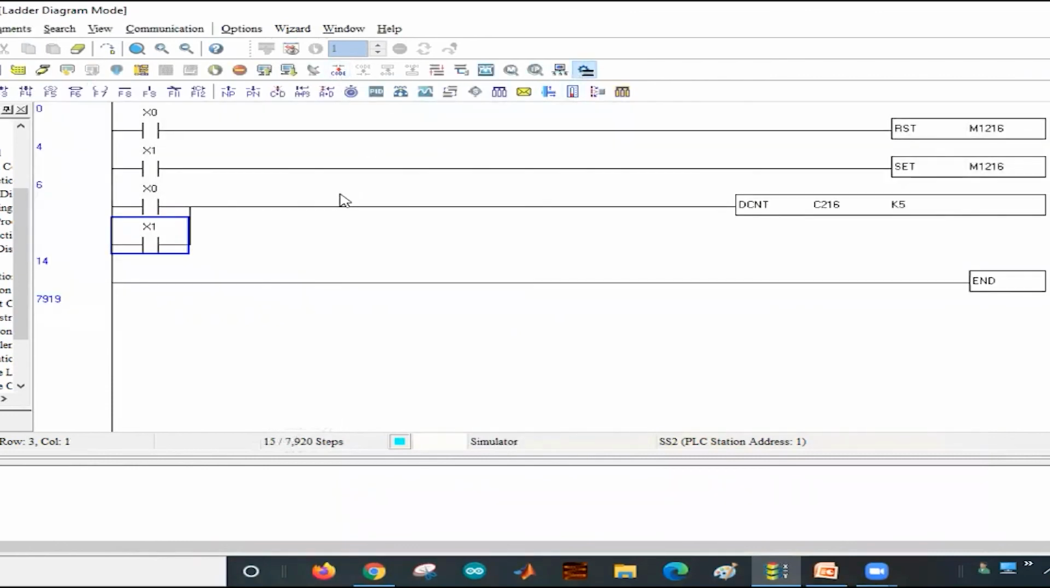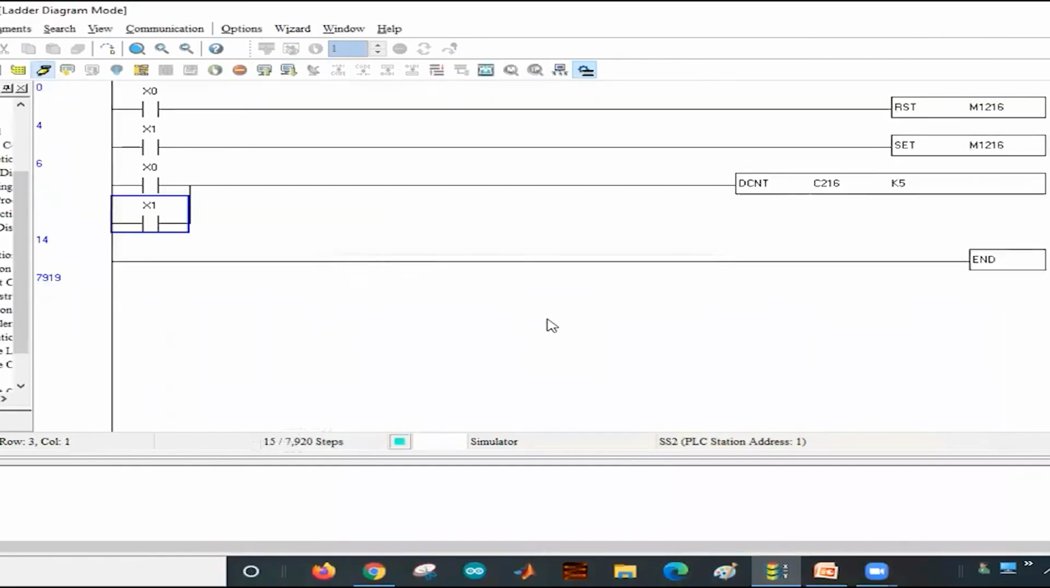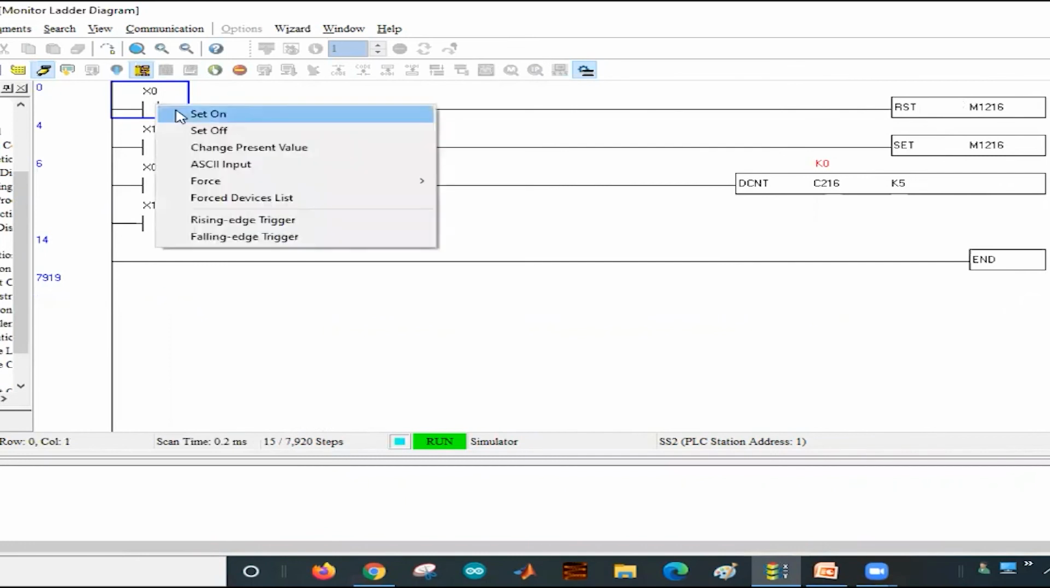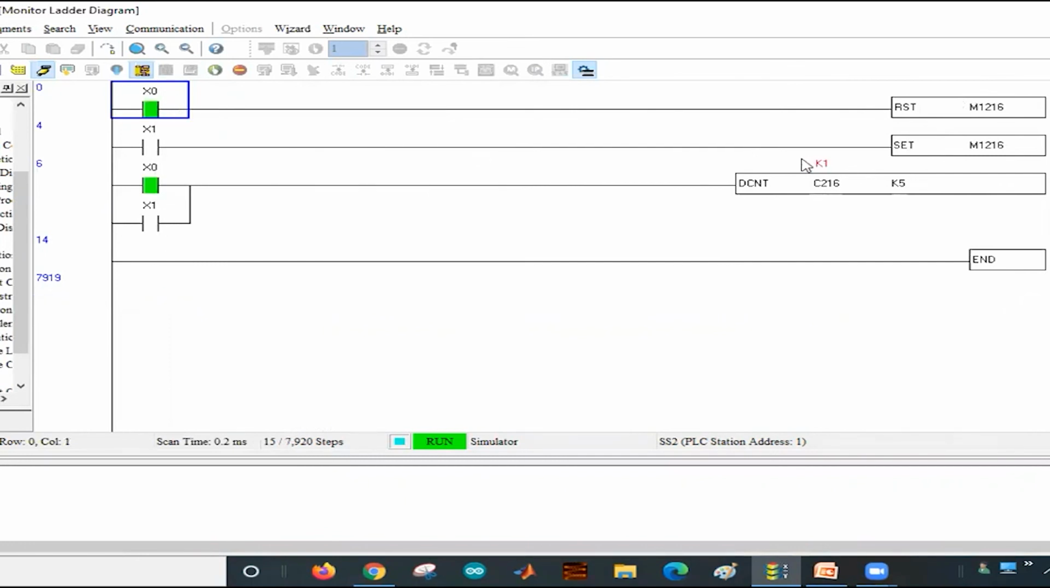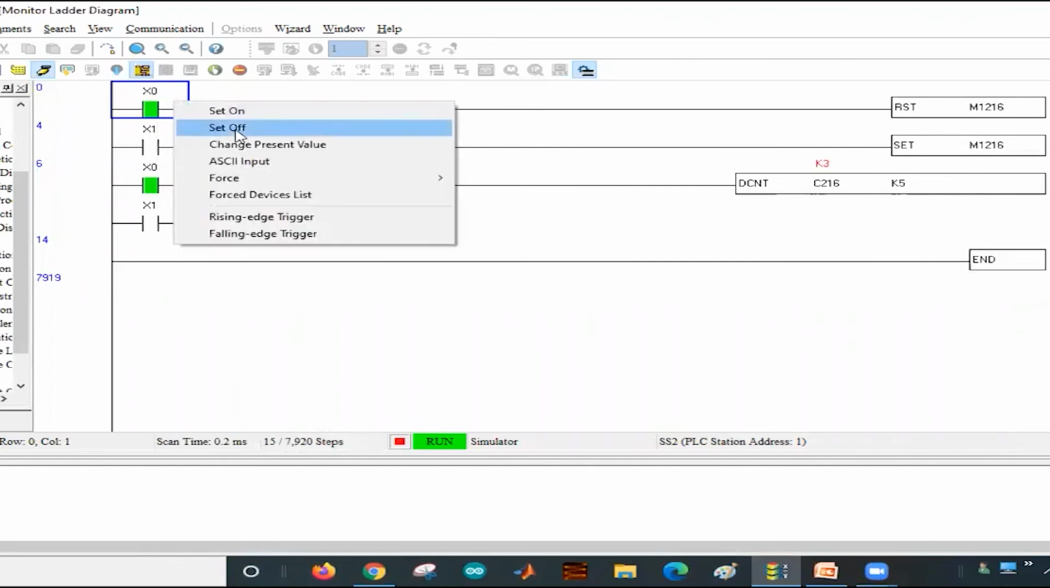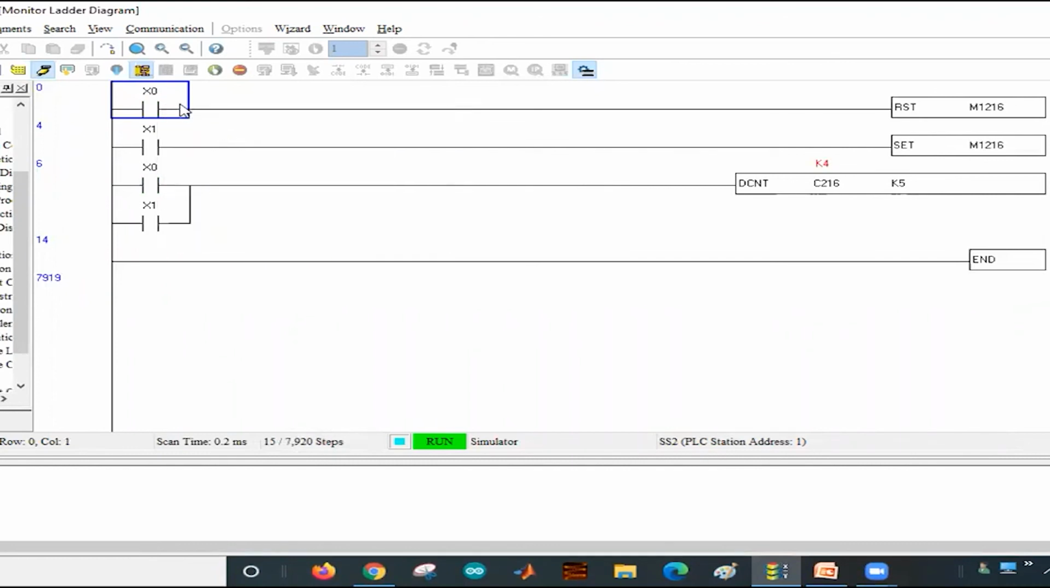Now you compile the program and keep it in simulator mode, switch on online, or on the PLC. So now whenever X0 is on, it will reset and count its value up. See here, on, your counter is increased by 1. If another product comes, it will become 2. However many times the sensor detects a product, that many times the counter value will keep increasing, up to 5.